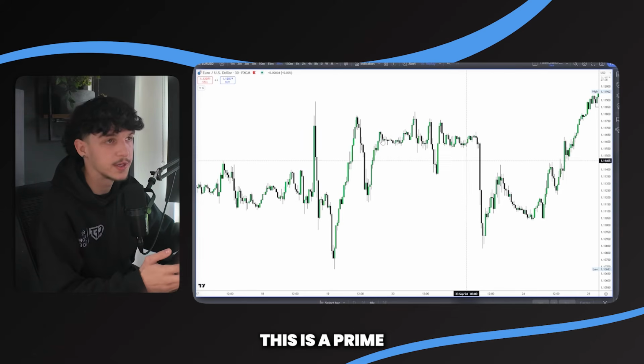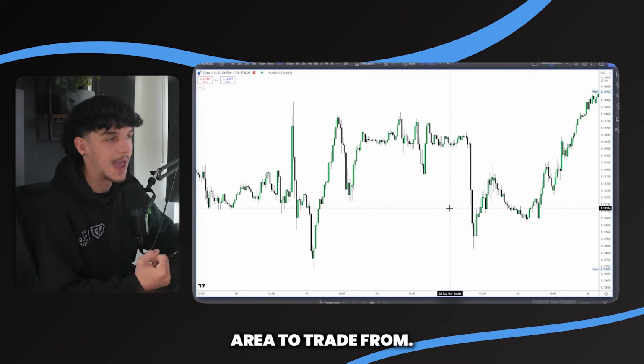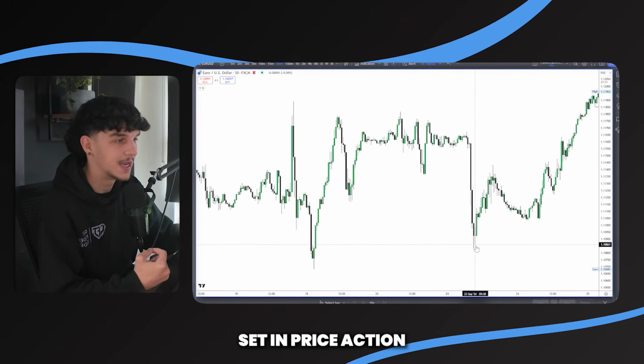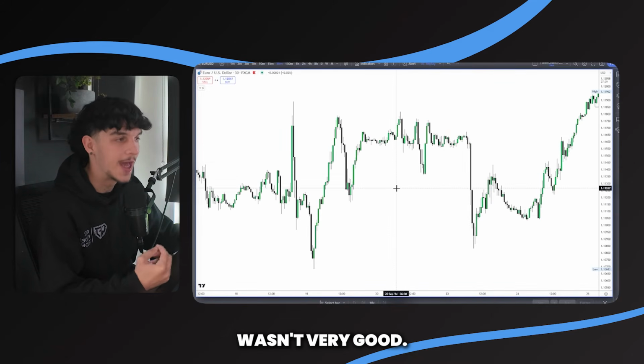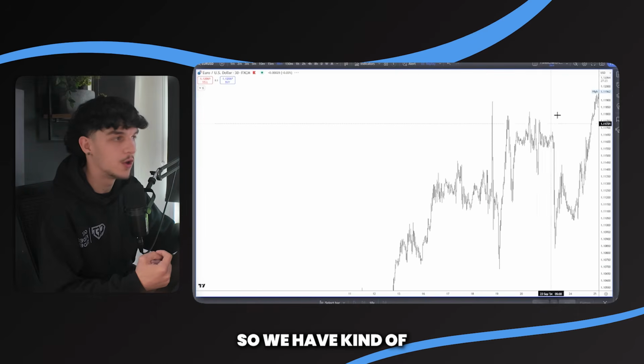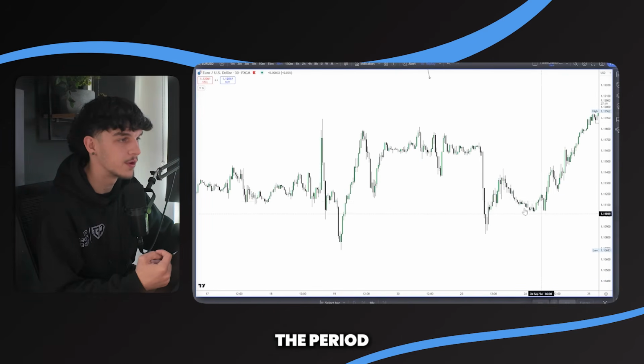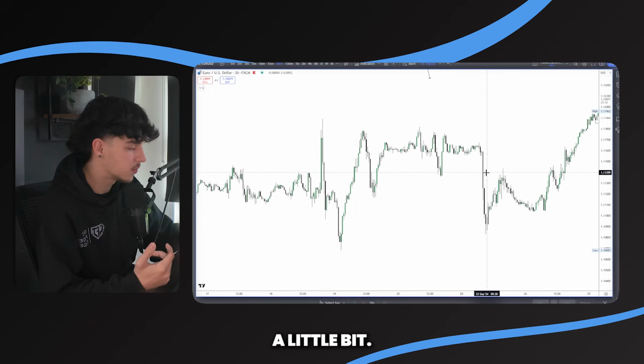Yeah, this is a prime example here. We do have a bit of consolidation. This is probably not the best area to trade from, and this selling price action wasn't very good. However, a lot of people are going to be playing the continuation of selling price action, so we have kind of an overall uptrend on this whole basis, and this is just a period of consolidation. Just make sure everything's recorded, all good.